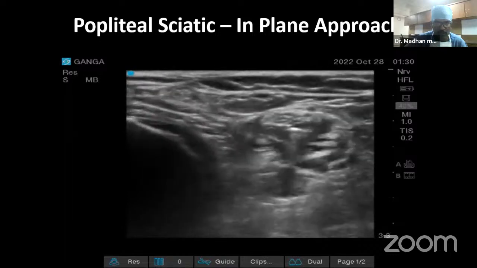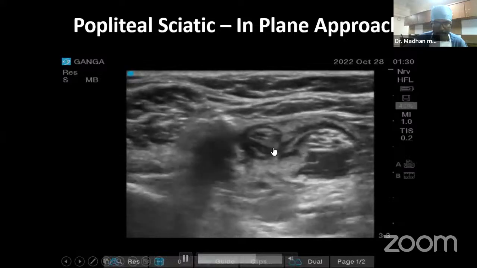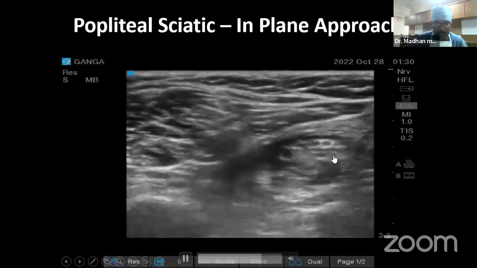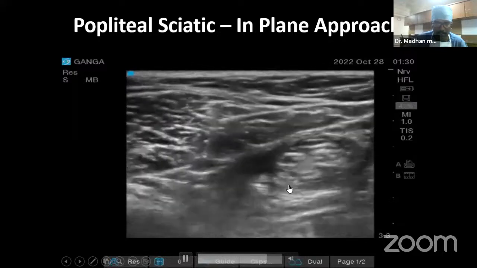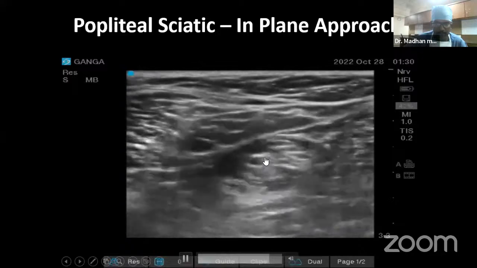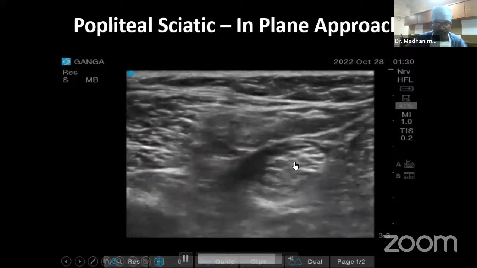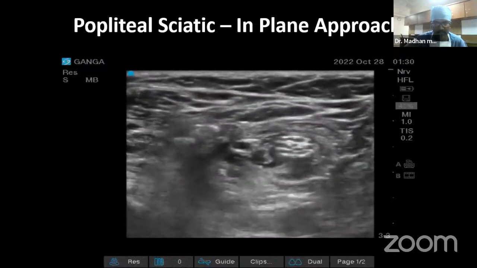So there's a post-block scan I'm doing to identify the spread of the proximal and distal scan. This is almost at the mid-thigh level. Can you see this single sciatic nerve surrounded by the local anesthetic? This is before its division. Yeah, now it is dividing.